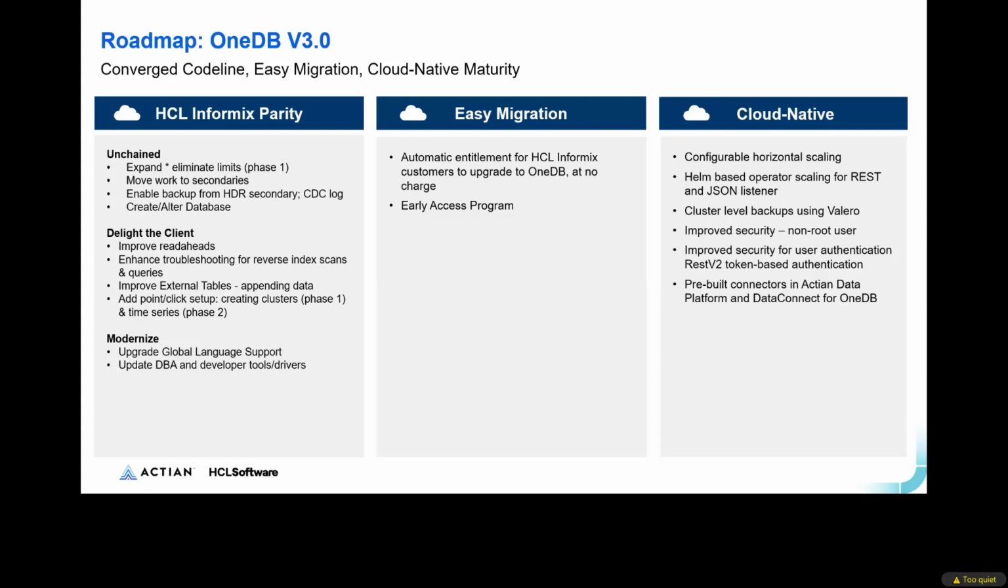In terms of the cloud native theme, we've made improvements in configurable horizontal scaling, as well as the Helm-based operator scaling for the REST and JSON listener. We're introducing cluster-level backups with Valero, a well-known third-party tool. And we've improved security with multiple facets in this release, as well as providing pre-built connectors to the Actian data platform via Data Connect for OneDB. Next slide, please.